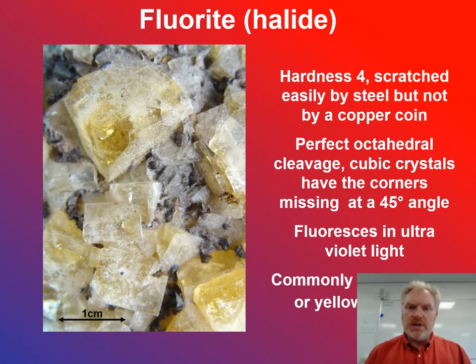A trickier one is fluorite. Fluorite has octahedral cleavage. It's like a cubic crystal and that's sort of chopped off at the corners. Perhaps the most distinctive feature of it that we're likely to come across is its hardness. It's hardness of 4. So it's harder than a coin. It won't scratch a coin, but it's softer than a nail.